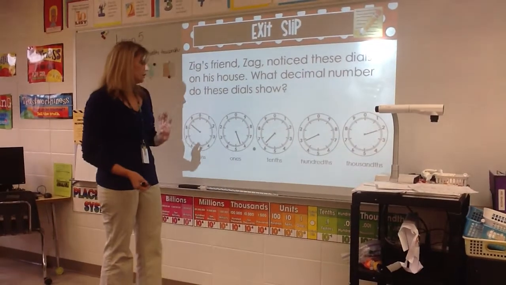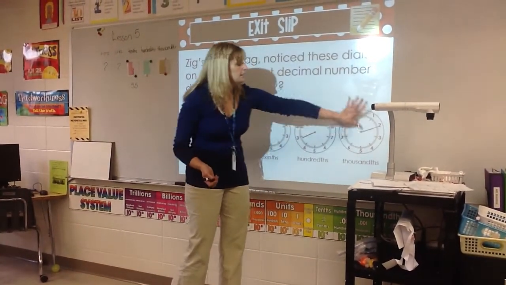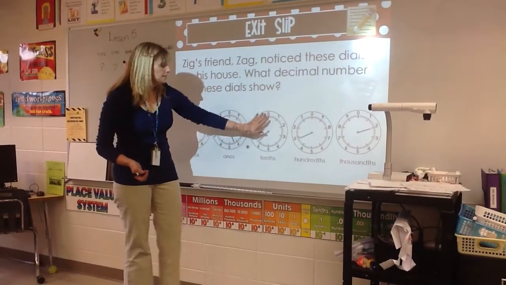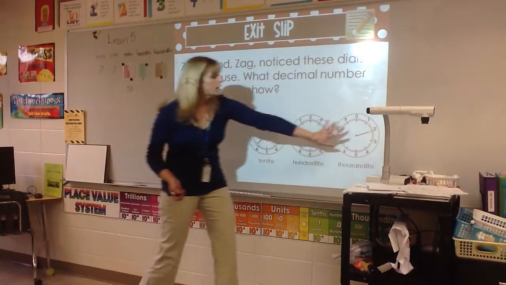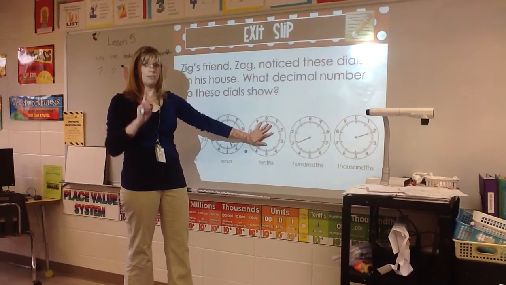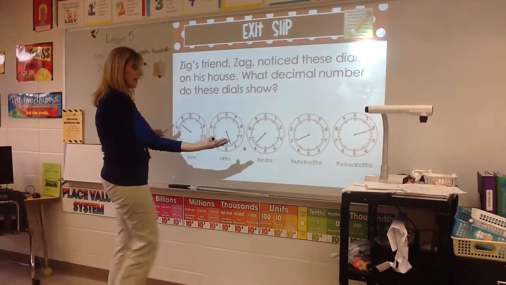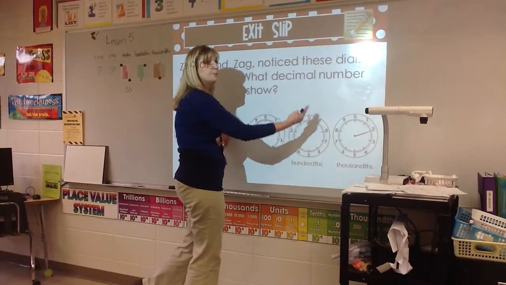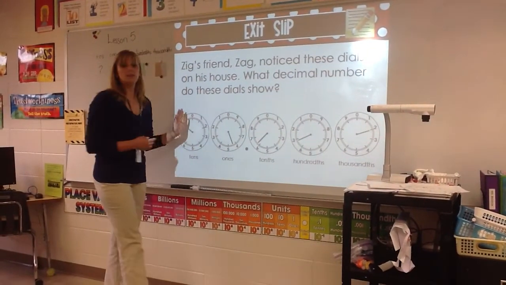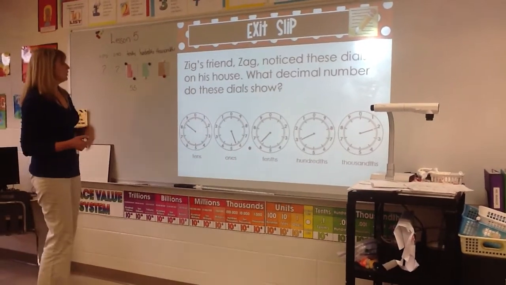So basically we learned a relationship between the places, that 10 of these will make this spin one time. 10 of these will make this dial spin one time. So 100 spins on the thousandth dial will make the 10th dial move one time, and so forth. So as we move to the right, the number of spins is getting 10 times larger. As we move to the left, the number of spins is getting 10 times smaller. And that relates to place value.